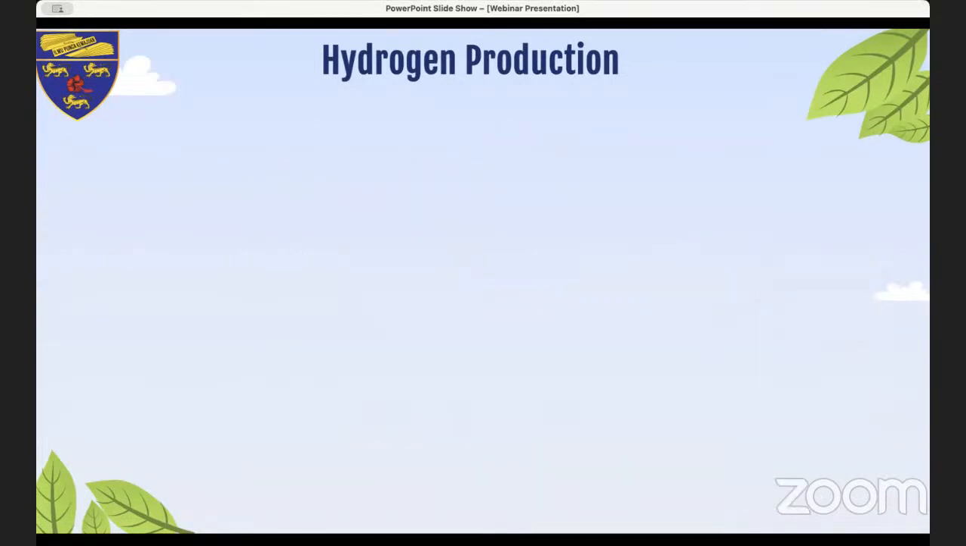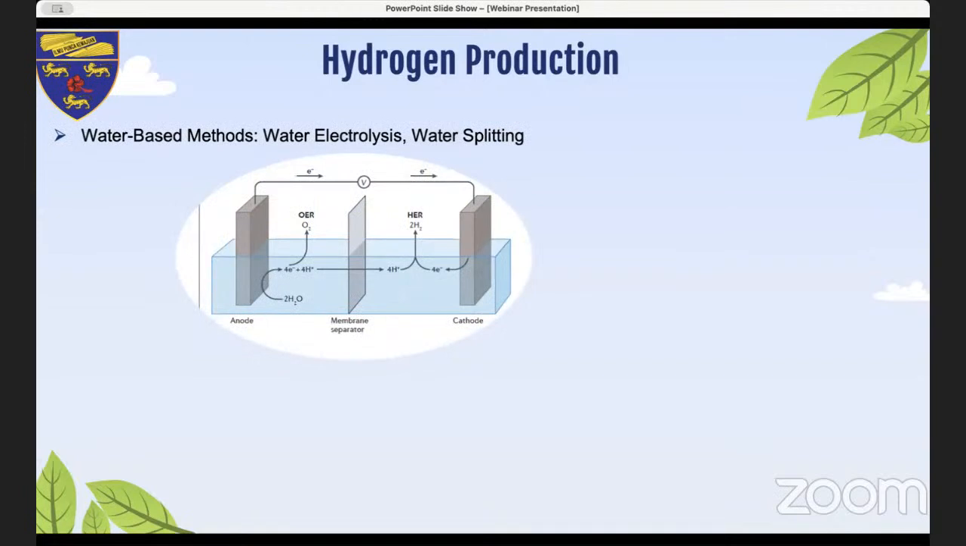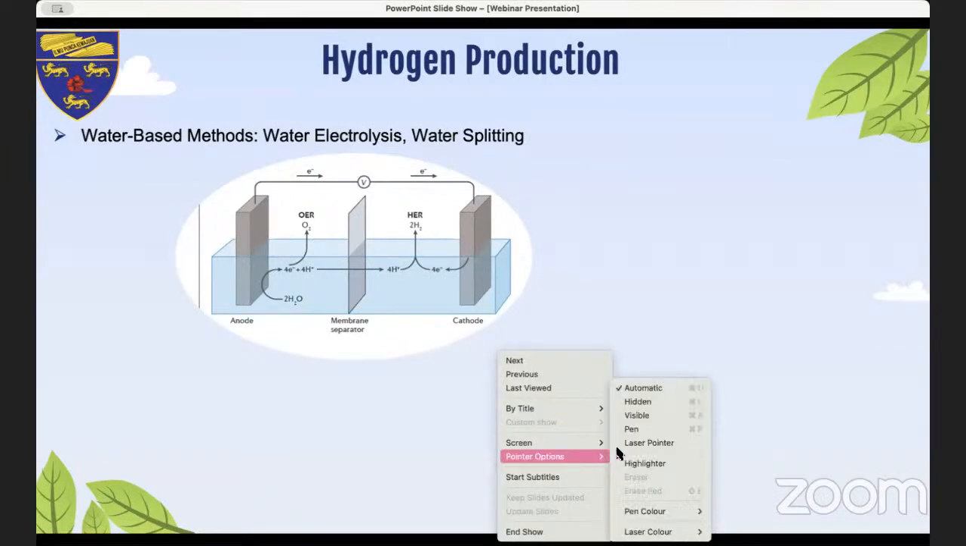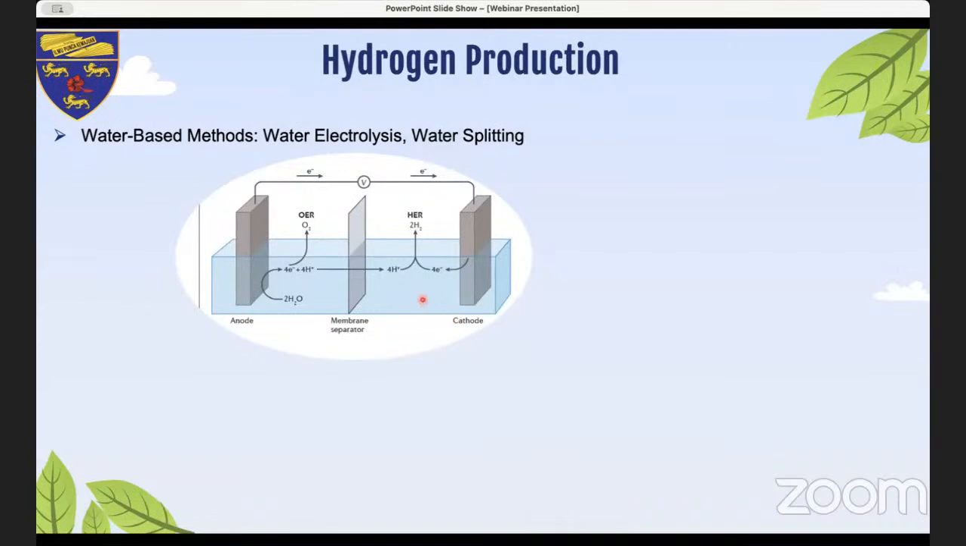The second method is known as water electrolysis or water splitting. This method is based on water. So this method hinges on three essential components: the water, the electricity, and the electrocatalyst. Among these three components, the electrocatalyst is very important.